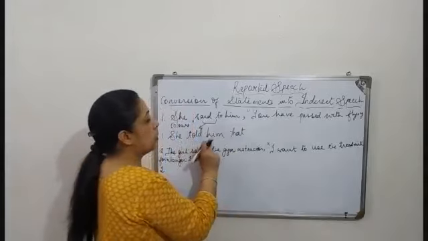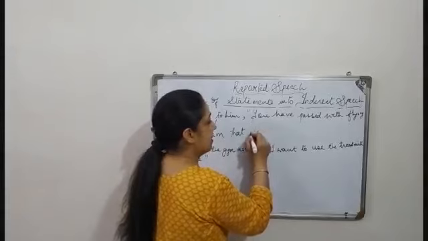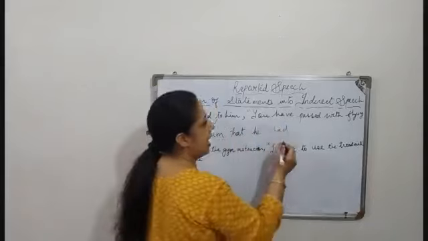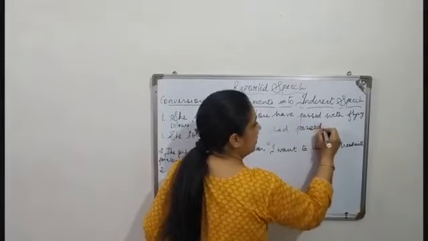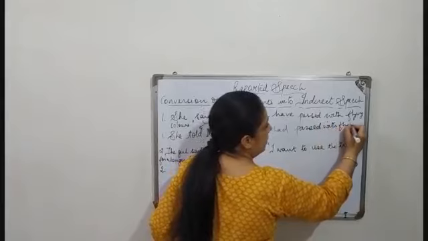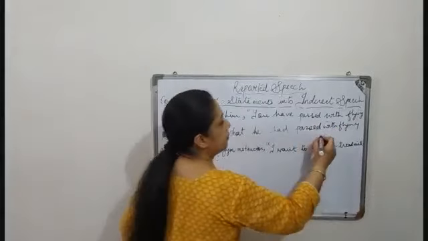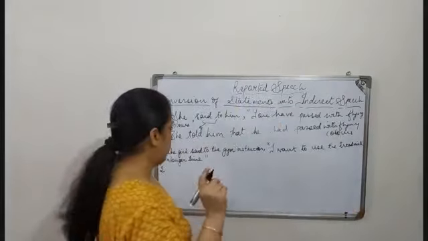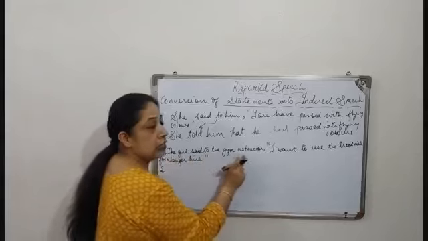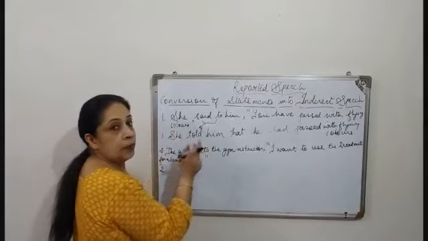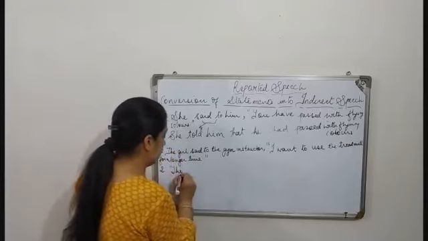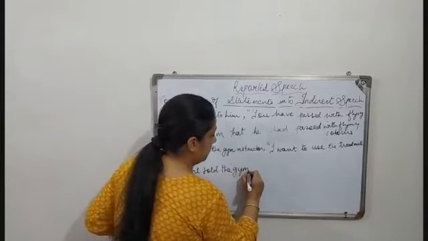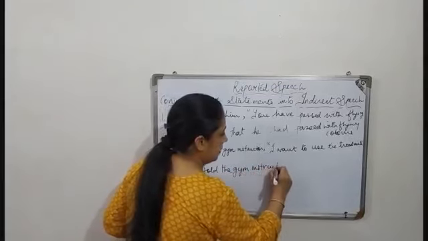So she told him that he had, we have to convert into past tense, he had passed with flying colors, which I am writing here, and now we don't have to put any inverted commas. Next, the girl said to the gym instructor. Said to becomes told. So it will be the girl told the gym instructor.